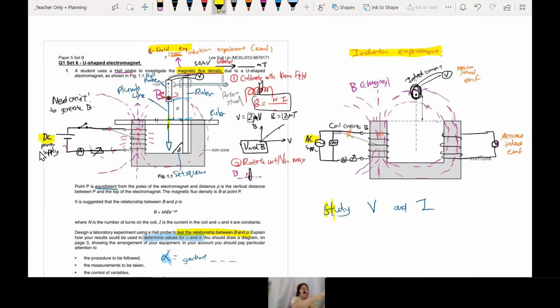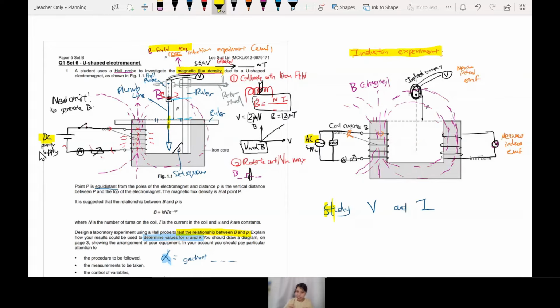In induction, do you need to put point P? It really depends on the experiment, but usually if you were doing induction, why would you want to measure point P? I guess you could also. You change P and you see what is the induced EMF. Can also. It depends on the experiment. It depends what they ask you to find.